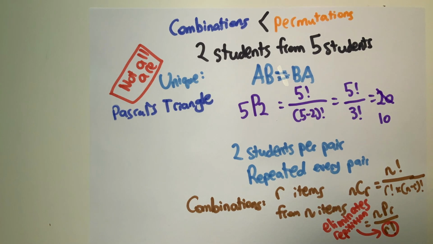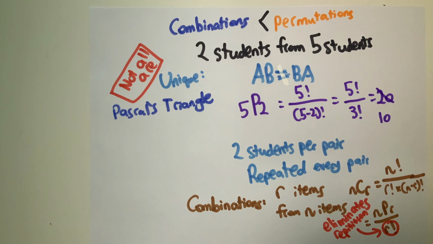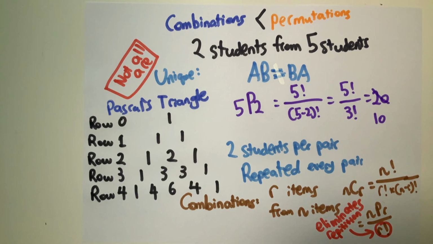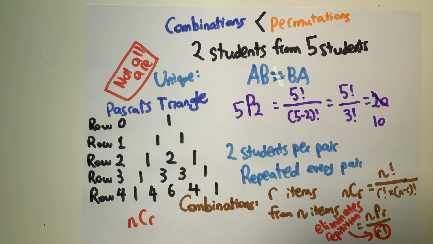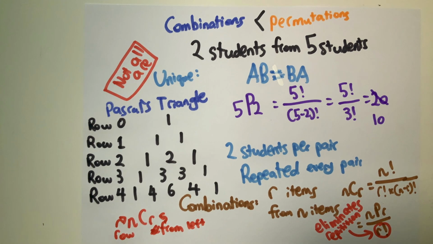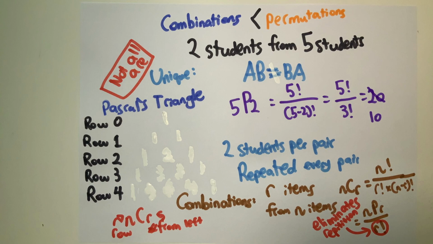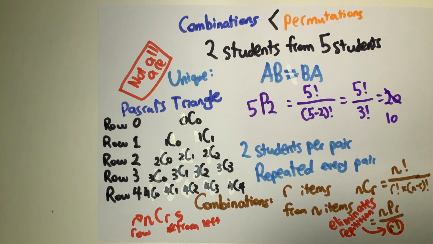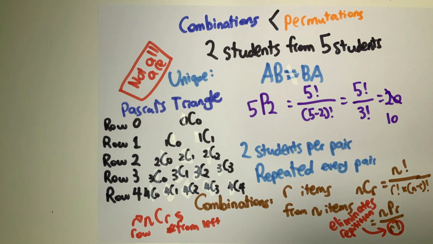Pascal's triangle, one of the most famous mathematical structures, is also related to combinatorics. Every term in the triangle corresponds to a combination NCR, where n is the row number and r is the order number from left to right, starting from 0. Thus, rows 0 to 4 of Pascal's triangle can be represented like this.